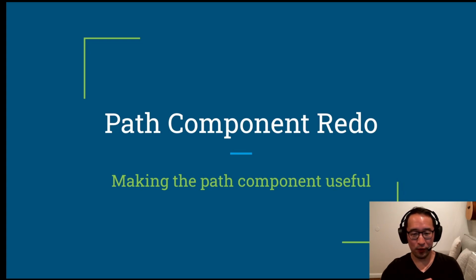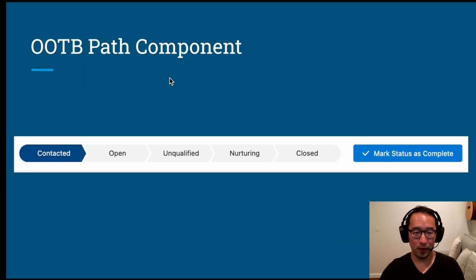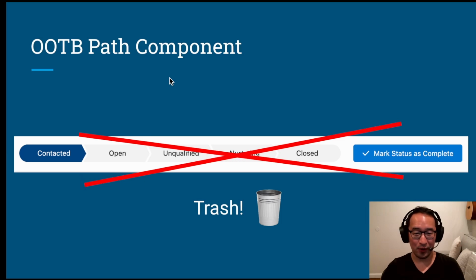With that, I will go straight into this path component redo. What we want to do here is make the path component useful. We're all familiar with the out-of-the-box path component. This is a very nice UI element. People want to click it, it's right in your face, it's simple. But for most use cases, except for the simplest ones, it doesn't have the functionality that you need, right? So I would consider this a trash component, specifically for leads and opportunities.